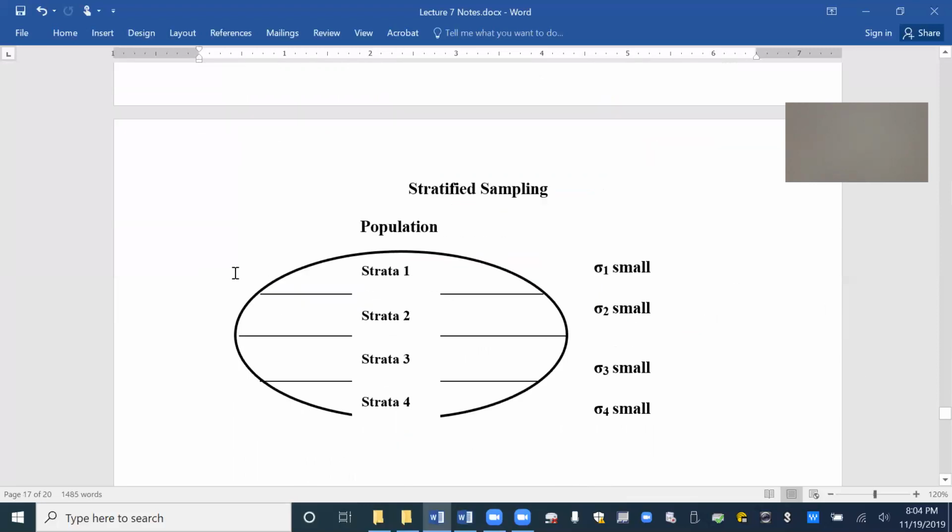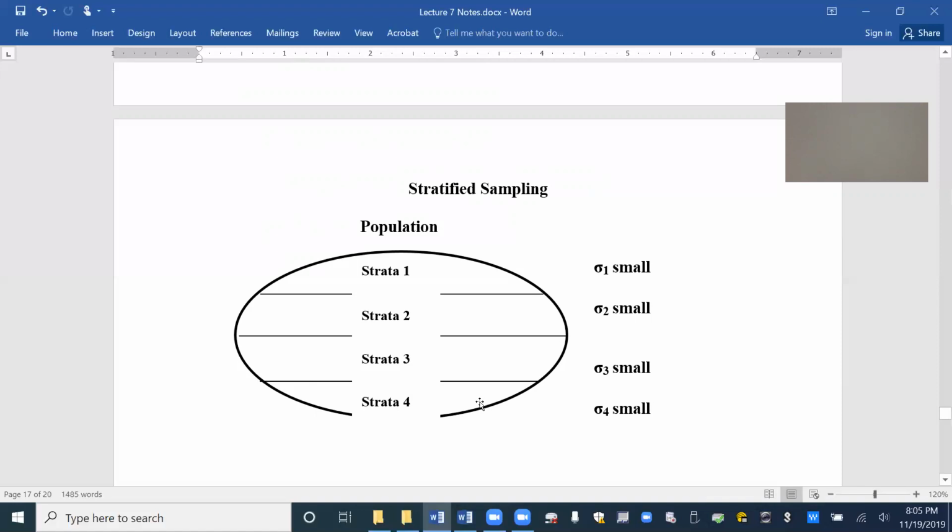Okay, if we take our population and we break it down into strata. Strata, of course, comes from the geology term for layers of earth. What we try to do is pick stratifications such that everybody in the first strata looks the same. Everybody in the second strata looks the same in regards to whatever it is we're trying to predict or study. Strata 3, they all look the same. Strata 4, they all look the same.